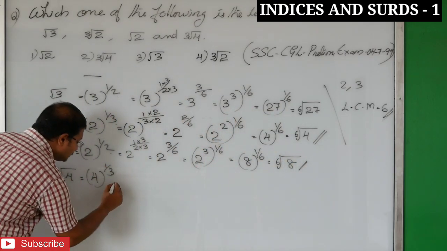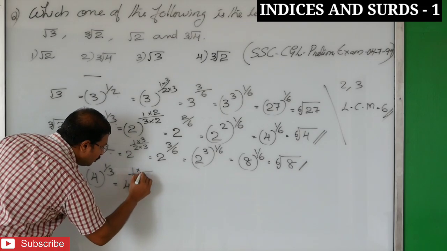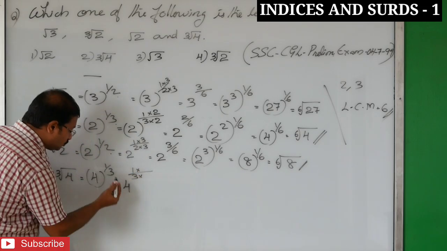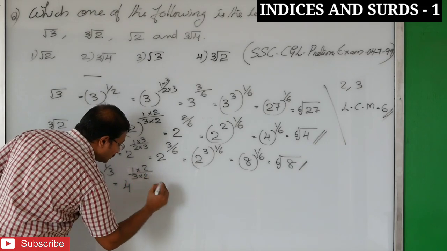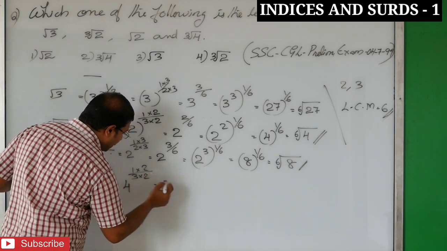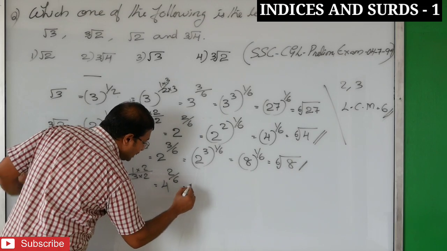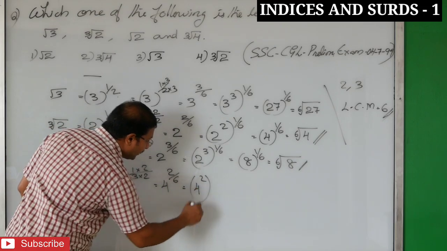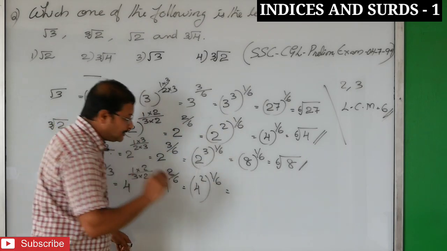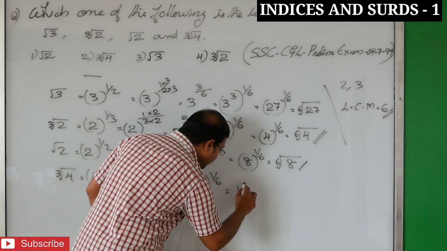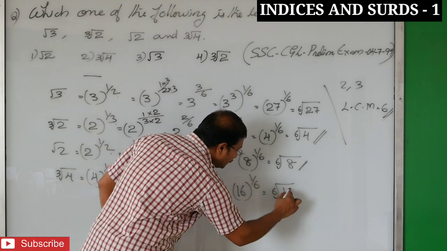Ready? Next one. This equals 4 raised to 1 by 3. For 1 by 3, we multiply the numerator and denominator of the power. If you want to make 3 into 6, 2 will multiply. This equals 4 raised to 2 ones are 2, by 6, which equals 4 square, the whole raised to 1 by 6. 4 square is 16. So 16 raised to 1 by 6 equals the 6th root of 16.